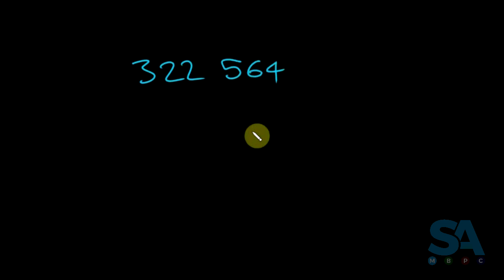322,564, and we were told to round this number to four significant figures, what we do is locate the fourth significant figure, which is the 5, look to the right, which is the decider, which is 6, therefore the 5 rounds up, and what we'd be left with is 322,500. These zeros need to be filled in. I'll give you some example questions for you to try out.